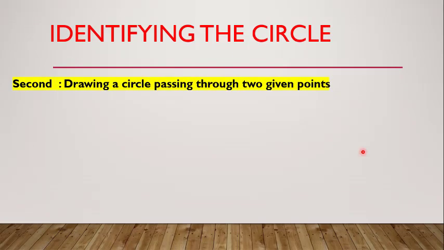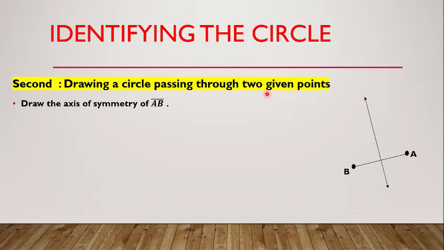What about if we have two given points and we want to draw a circle passing through the two given points? The first step, for example, if we have point A and point B and we want to draw a circle passing through the 2 points A and B. Okay, I'll draw the line segment AB and I'll draw the axis of symmetry of this line segment. The axis of symmetry means the perpendicular bisector. We studied before in Prep 1 how to draw an axis of symmetry of a line segment.